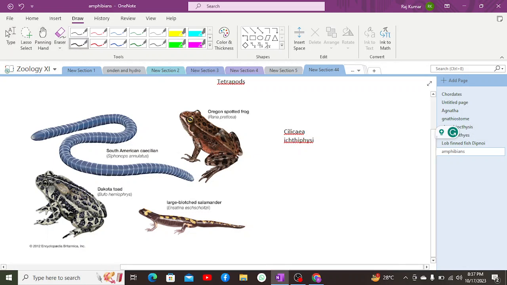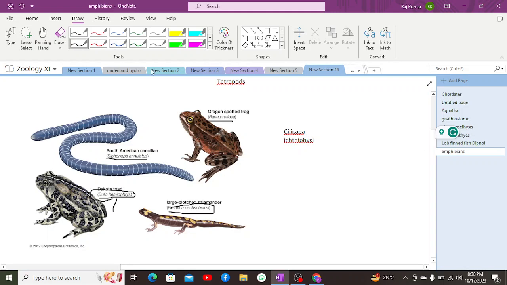As you can see, the Oregon spotted frog has the name Rana pretiosa. The South American caecilian has the name Siphonops annulatus. Dakota toad, Bufo hemiophilus. Toad has the name Bufo. Apart from that, salamander. Here is the large blotched salamander, Ensatina eschscholtzii. So these are some characteristics.